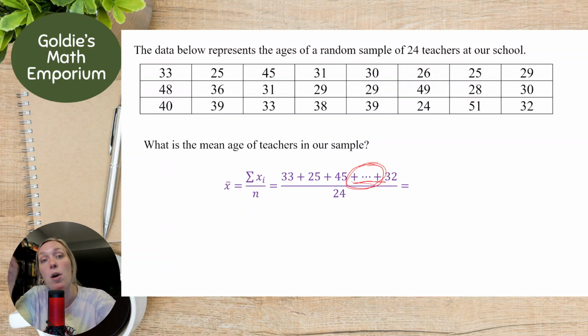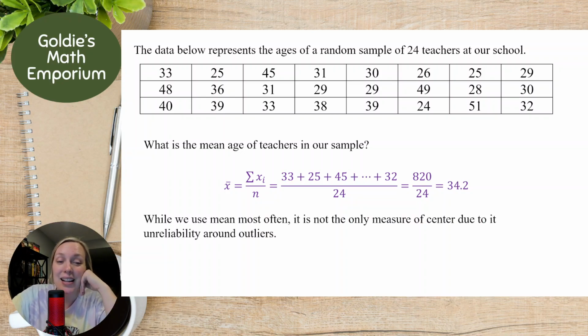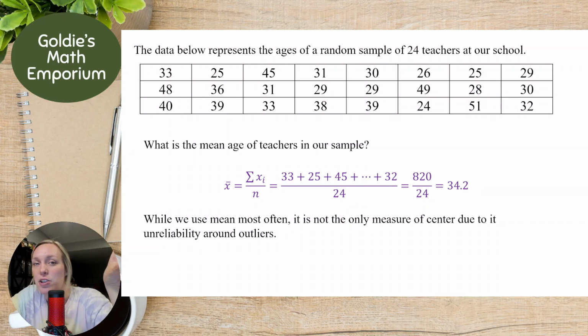So we're going to add up all of those individual values and then divide by 24 since there's 24 total teachers. So 820 divided by 24, we get 34.2 as the mean age of teachers in our sample. Okay. So while we use it most often, and we use it a lot in this course and in life, it's not the only measure of center.